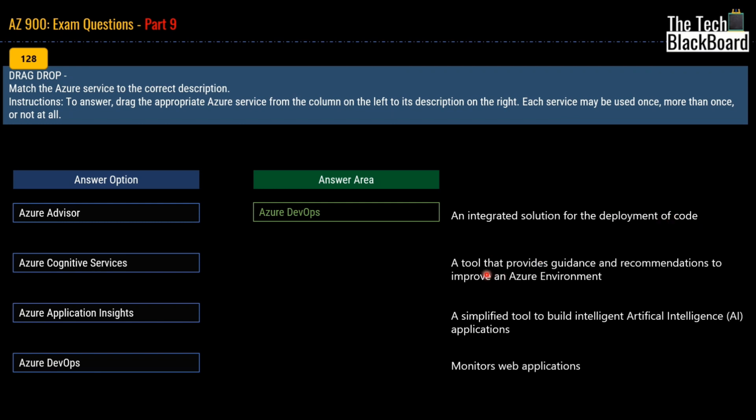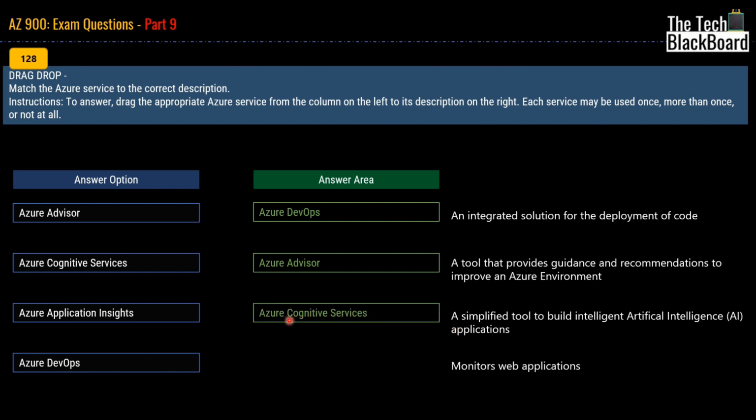Then moving on with our second definition, this one says a tool that provides guidance and recommendations to improve an Azure environment. The correct answer for this one is Azure Advisor. Moving on with the third statement, we have a simplified tool to build artificial intelligence applications. The correct Azure service that helps us build AI applications is Azure Cognitive Services. Moving on with the fourth statement, this one says monitors web application. The correct answer for this one is Azure Application Insights.